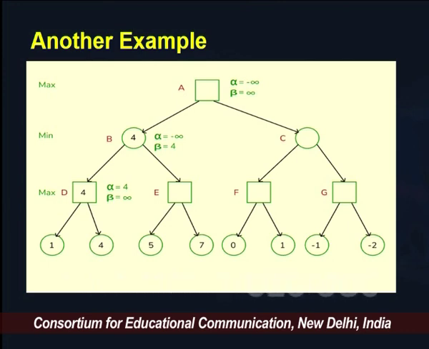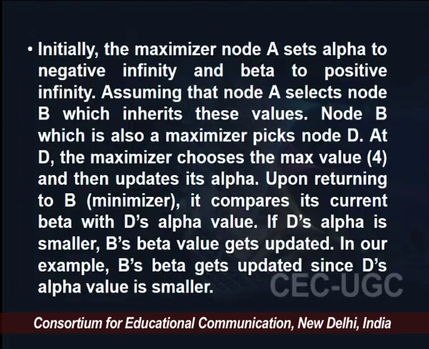So, we have alpha as minus infinity and beta as plus infinity at the max node, which is A, and then at D, which is the max ply, we are going to look at the max of 1 comma 4. So, the value of alpha is updated as 4, and now we send the values to B, and B is going to send the values to E. Let us see how it is happening.